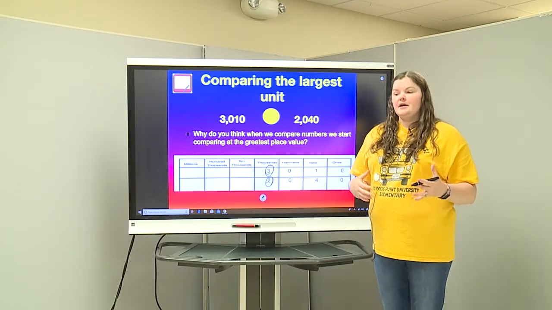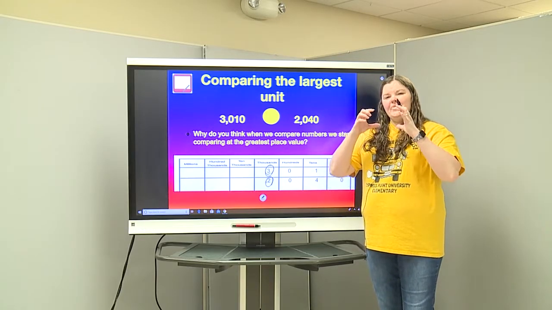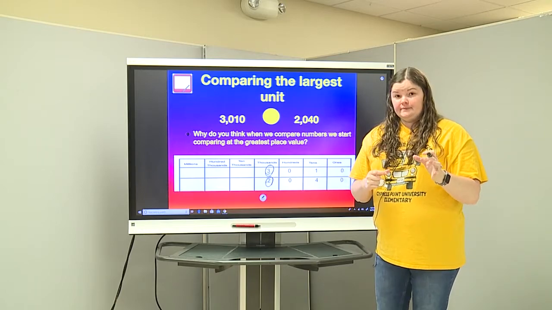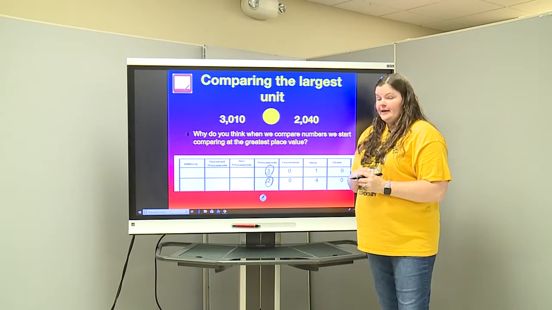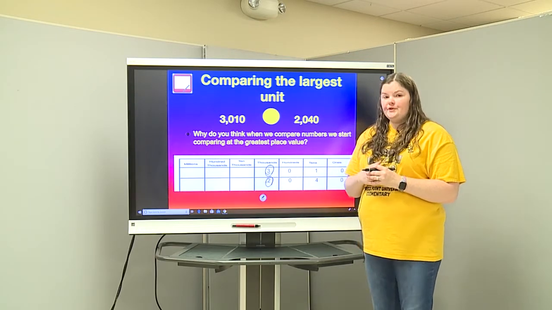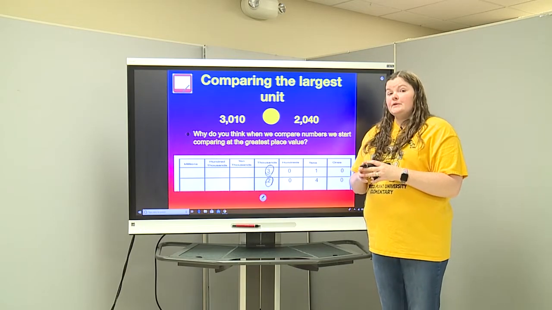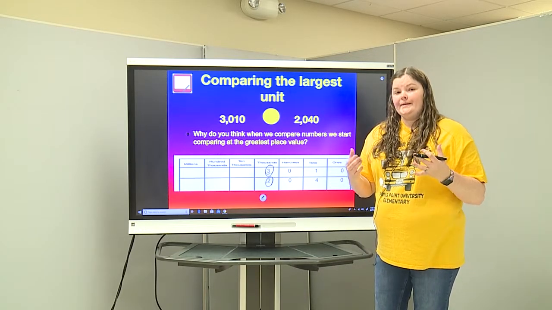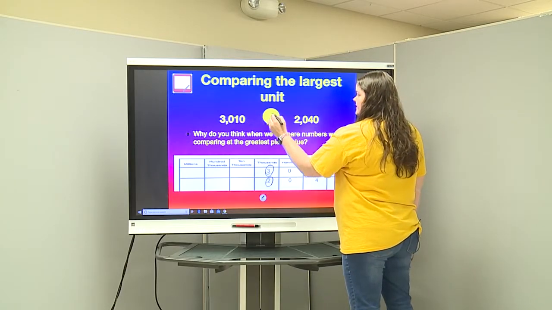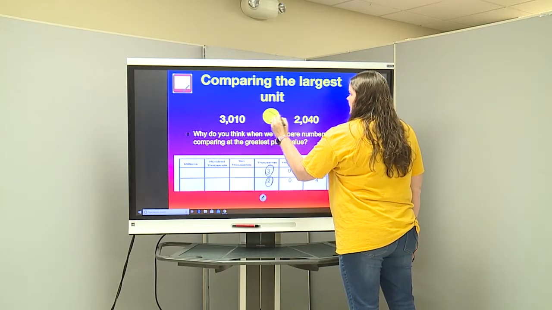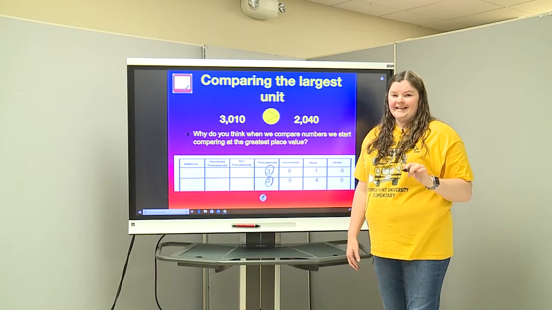I don't need to go down to the hundreds, the tens, or the ones, because the only thing that matters is when those two digits are different. And they're different right here in the thousands place. So now I'm comparing 3,000s to 2,000s. Knowing what you already know about numbers, you know that 3,000 is going to be larger. So we can stop right there. So 3,010 is going to be greater than 2,040.